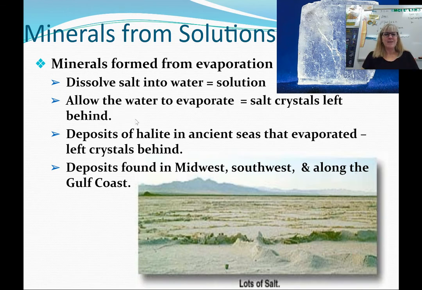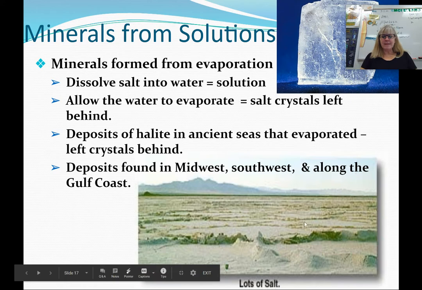Let the salt evaporate slowly in the water, or the water evaporate out of the salt solution, and you'll get little salt crystals. So you allow the water to evaporate, and salt crystals are left behind. The official mineral word for salt is halite. If I was there, I would show you. I have a great big cube of rock salt, like this big, and I'll show it to you next class.